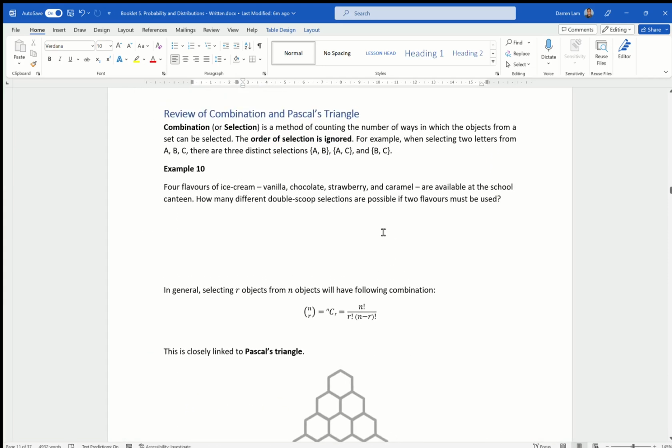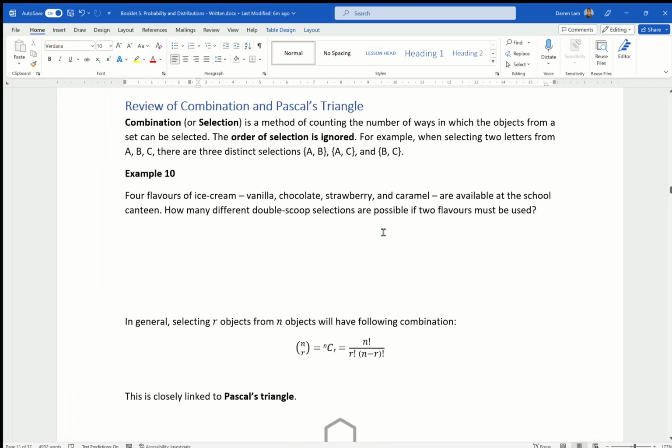A quick review of the combination and Pascal's triangles. I believe you would have had some sort of connection last year regarding this, but a quick reminder: combinations or selections is a method of counting the number of ways in which objects from a set can be selected. The order of selection is ignored. For example, when selecting 2 letters from A, B, and C, there are 3 distinct selections: AB, AC, and BC. There is no AB and BA being 2 different scenarios, right? Just a quick reminder. We'll go through a quick example.